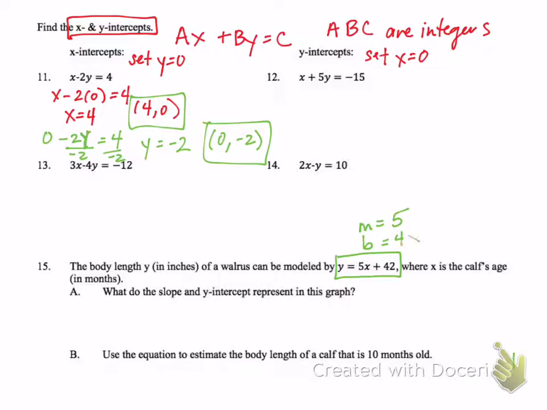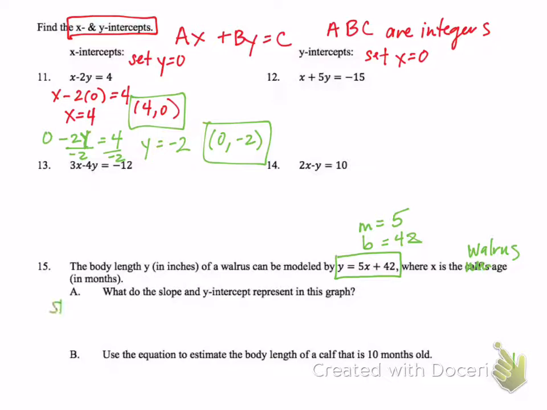Good. So in the context of this problem, if y is my body length of the walrus, and then x is, why does it say walrus and calf? That's weird. We're going to just choose, this should be a walrus. Not two different animals here. And then x is going to be the walrus's age in months. So every time that you're increasing an x value, the length of the body is increasing by 5 inches. So that's kind of how to interpret the slope.